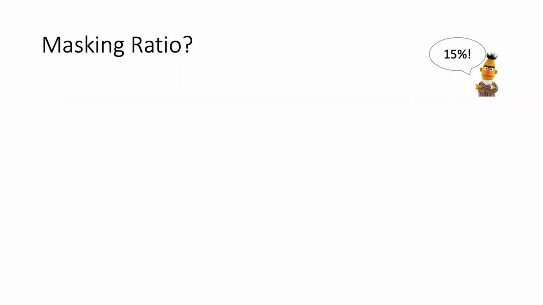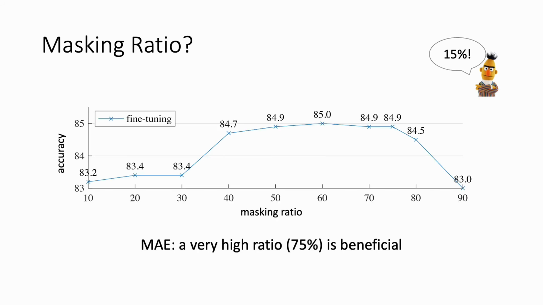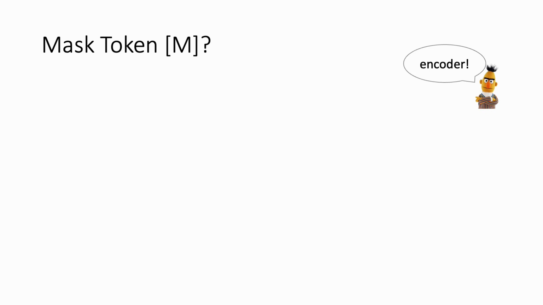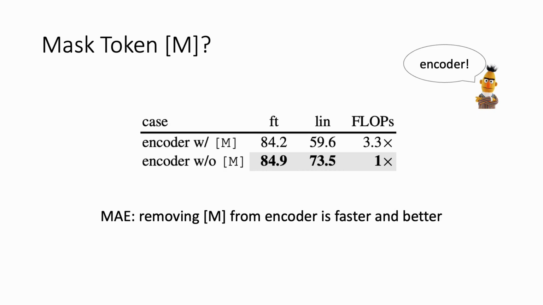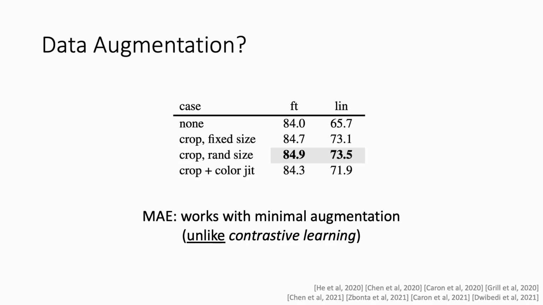First is mask ratio. BERT uses 15%. In MAE, we find a much higher ratio is beneficial, likely due to the information density gap between the two domains. Second is mask token. BERT places them in the encoder. However, we find removing mask token from the encoder is both faster and better for MAE. For data augmentation, we find MAE is not sensitive and can even work with minimal recipes. This is drastically different from contrastive learning, where augmentations are often essential.